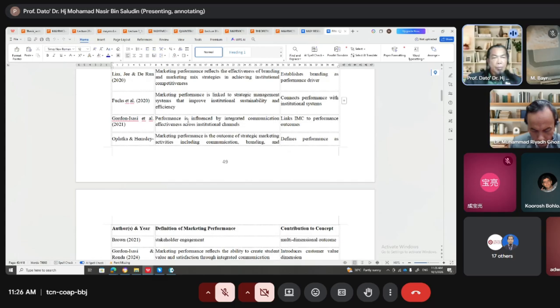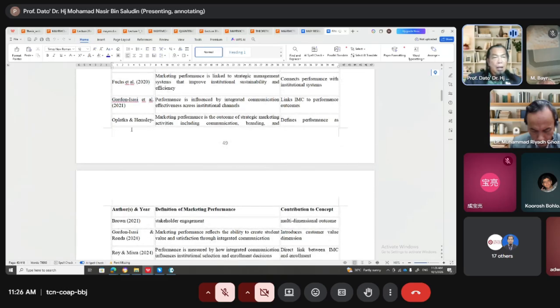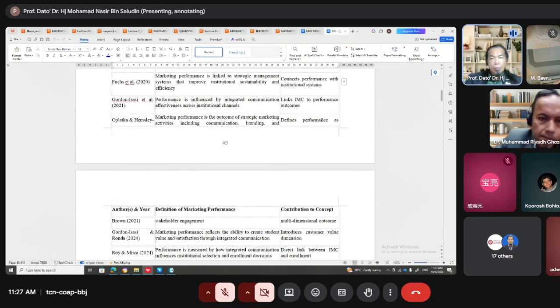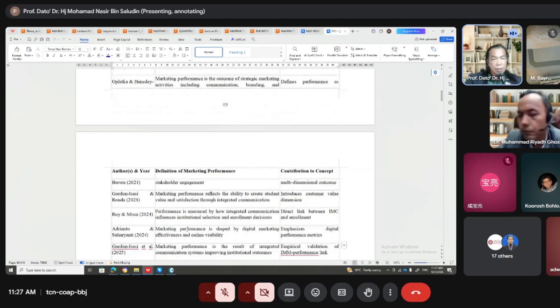That is very different. Authors are different, also a little bit different about the definition. Gordon: such performance is influenced by integrated communication effectiveness and cross-channel. Link IMC to performance outcome. Oblaka and Absolutely: marketing performance is the outcome of strategic marketing activity including communication, branding, and then also define performance, multi. Then Brown, branding and stakeholder engagement continue here.